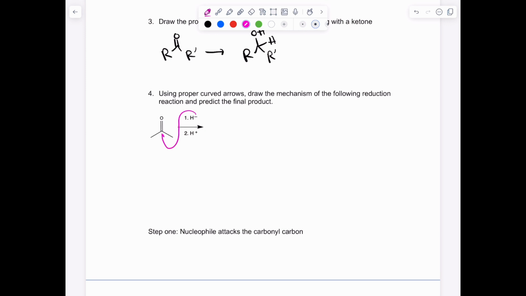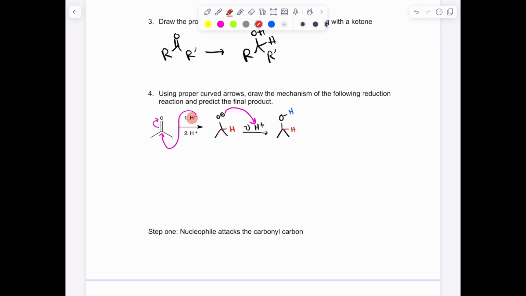So I'm going to show the hydride ion attacking the carbonyl carbon, which is then going to push up one of the bonds from the carbon onto the oxygen. So we're left with a negatively charged oxygen and a newly formed bond to hydrogen. Step 2 is just an acid-base reaction. So now that we've formed an alkoxide ion, we just need to add some sort of acid to the solution so that the alkoxide can react with the acid and produce an alcohol.